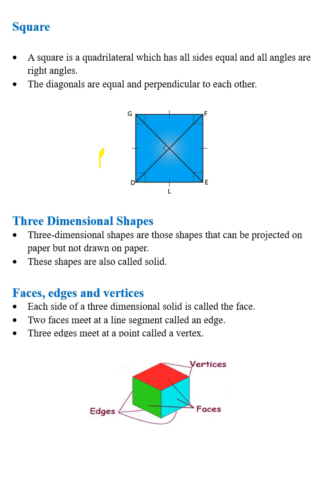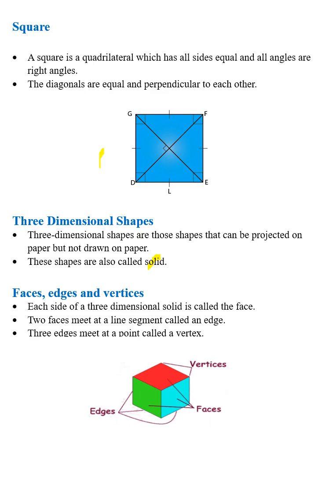Next are three-dimensional shapes. Three-dimensional shapes are those shapes that can be projected on paper but not drawn on paper. These shapes are called solid shapes, which we feel, touch, and can imagine, and we can see these shapes around our surroundings. Next, these shapes have faces, edges and vertices.